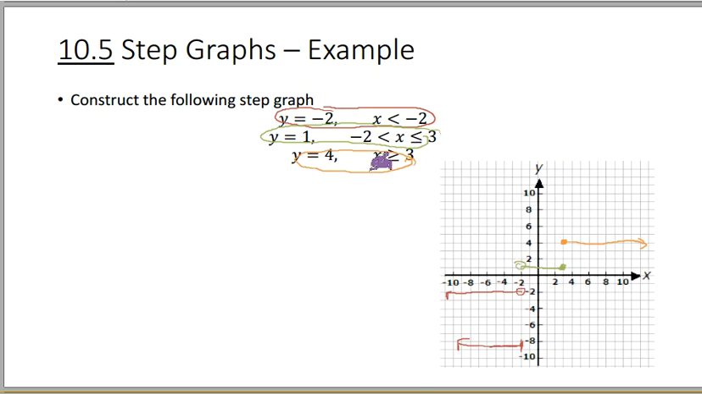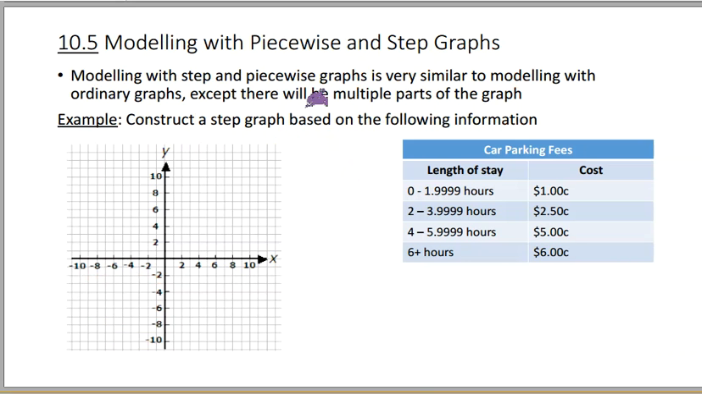The last thing is modeling with piecewise and step graphs. We've done a bit of modeling, and we know piecewise and step graphs. This question's relatively straightforward. We're going to construct a step graph based on the following information. If you stay in the car park between 0 and 1.999 hours, so almost 2, it'll cost you $1. So what we're going to do here, I'm going to change this. This is dollars, and this is T for time, in hours.